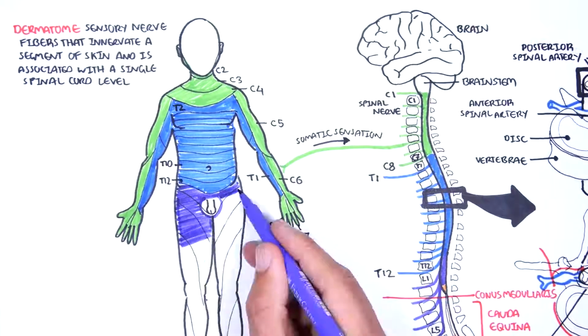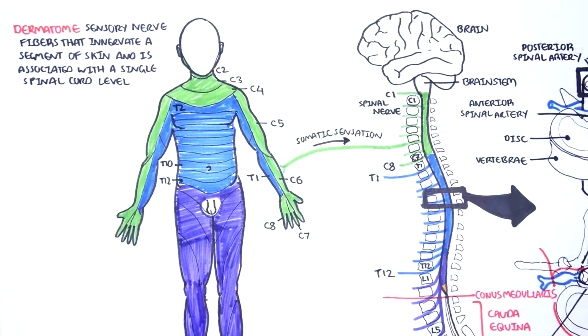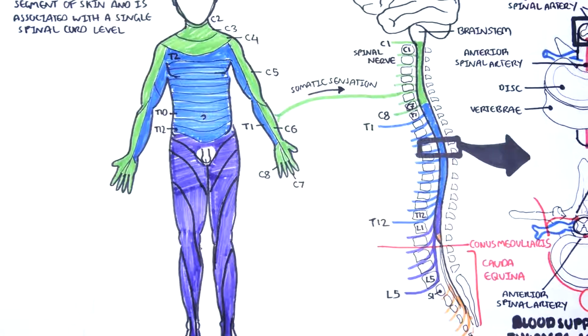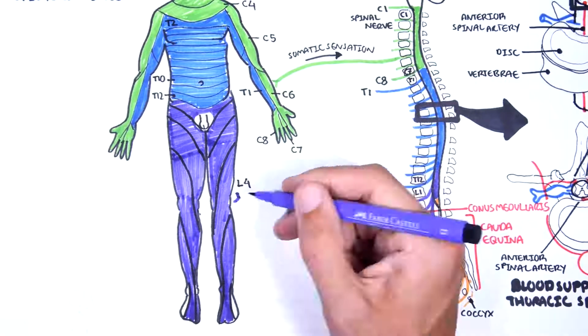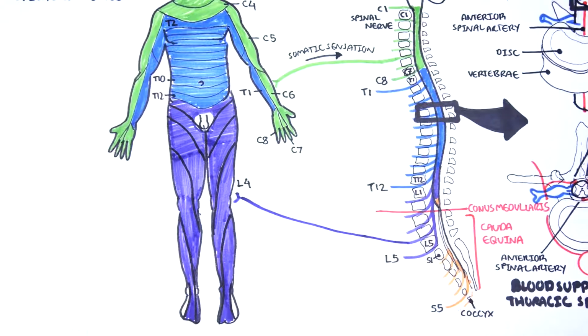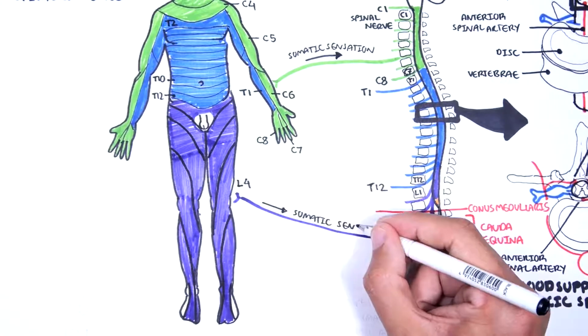These segments of skin are innervated by the lumbar nerve sensory fibers. For example, this area in particular on the knee is innervated by sensory nerve fibers which will bring information to the L4 spinal cord level.